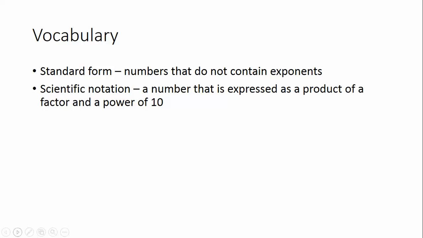So, two definitions: standard form and scientific notation. We'll be working today with changing numbers between scientific notation and standard form, and then back from standard form to scientific notation. Standard form numbers do not contain exponents, and scientific notation is a number that's expressed as a product of a factor and a power of 10.